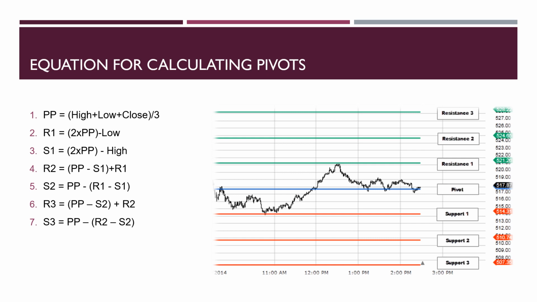This is the equation for calculating pivot point. Here PP stands for pivot point. R1, R2, and R3 are resistance, and S1, S2, and S3 are supports.